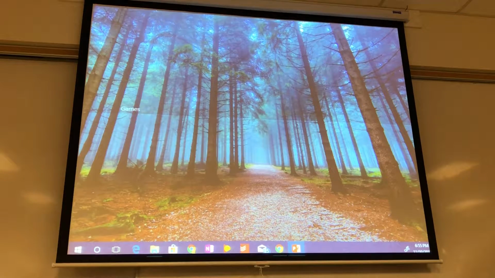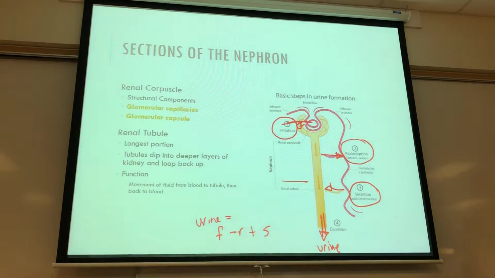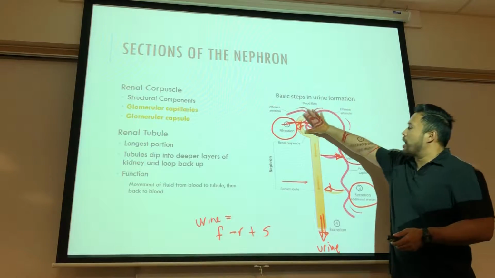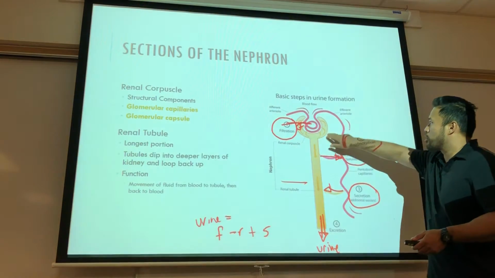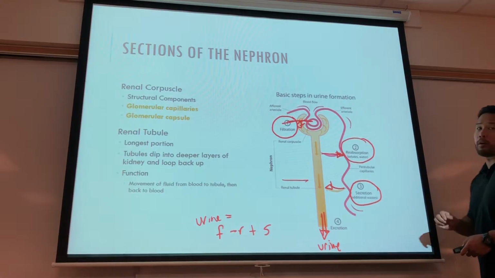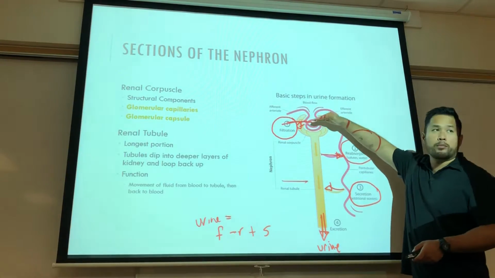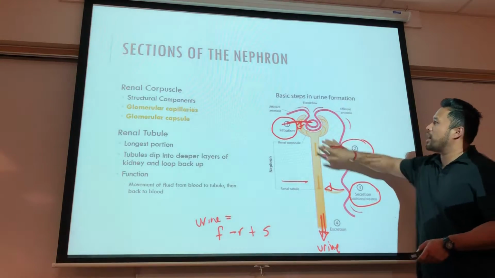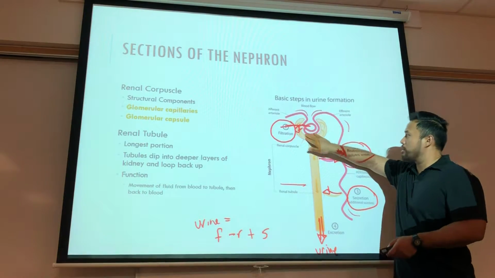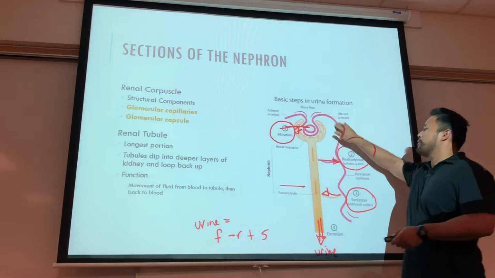This was our simplified nephron that you were able to see. Here you can see the renal corpuscle, which is going to have our glomerular or Bowman's capsule. And this is going to be the beginning of filtration, where we're going to have fluid moving from the capillaries supplied by the afferent arteriole to the glomerular capillaries back to the efferent arteriole.